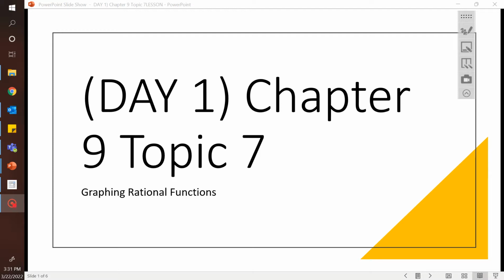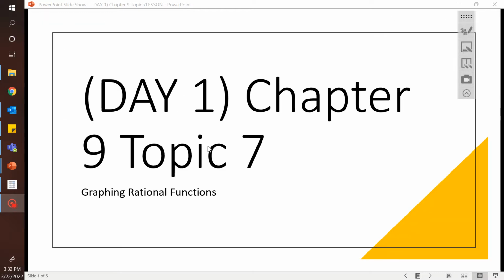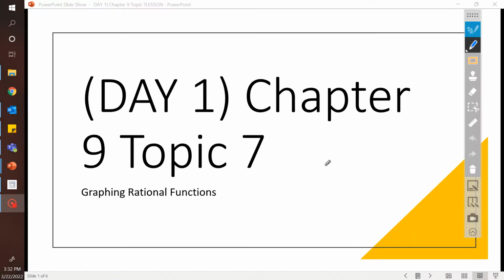Okay, this is chapter 9, topic 7, graphing rational functions. All right, looking at the graph of rational functions here. Now, the most basic rational function is the parent function. Everything we see is going to be some transformation of the parent function, which for rational functions is just 1 over x.